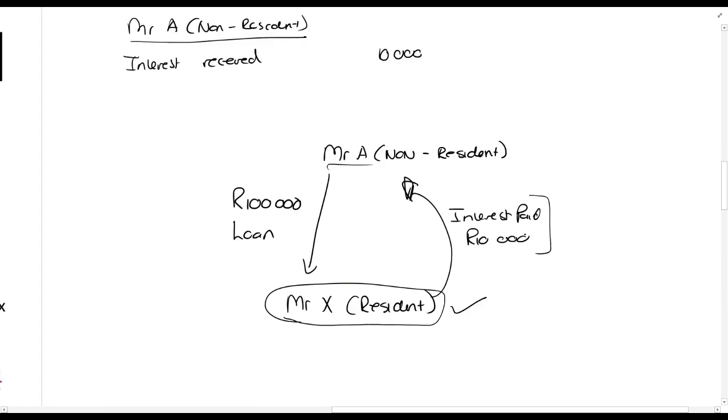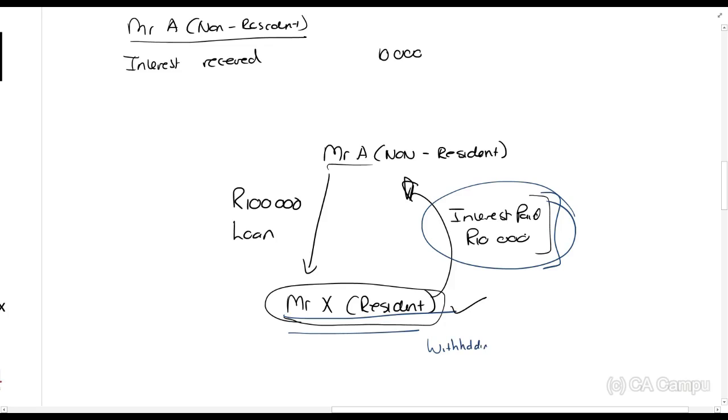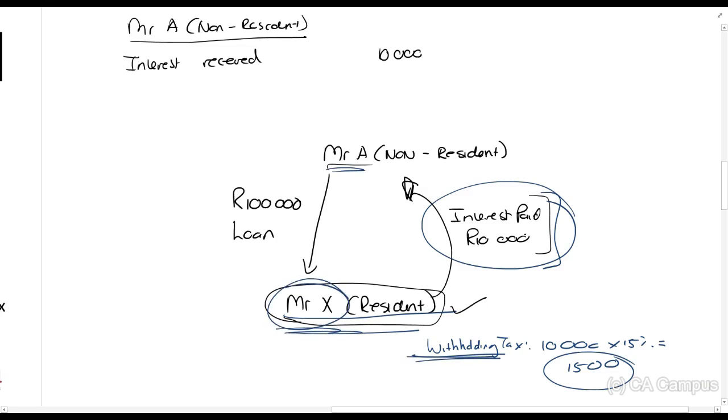Okay, so understand what this means. In this example, Mr. X pays Mr. A. Mr. X, the South African resident, the person who is paying, will say the withholding tax is 10,000 times 15%, so 1,500 rands. Mr. X will pay this across to SARS. But if for some reason Mr. X, the resident, does not, then Mr. A must still do it because Mr. A is liable. Think about it like this.